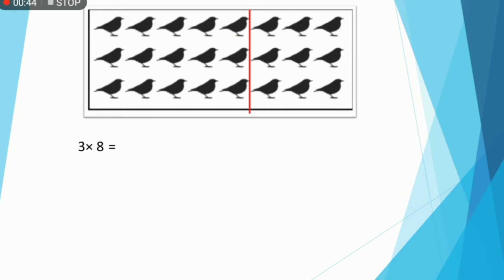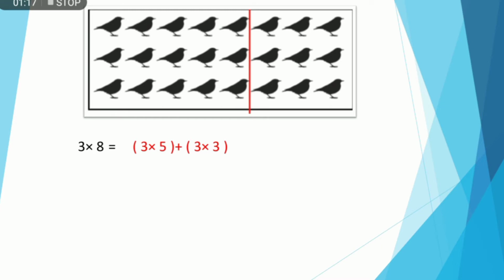When I want to divide this picture into two parts, the first array will be 1, 2, 3 rows. And how many columns? 1, 2, 3, 4, 5. I will stop at the red line. It will be 3 times 5. And the second picture here, how many rows? 1, 2, 3. Of how many columns? 1, 2, 3. It will be 3 times 3.